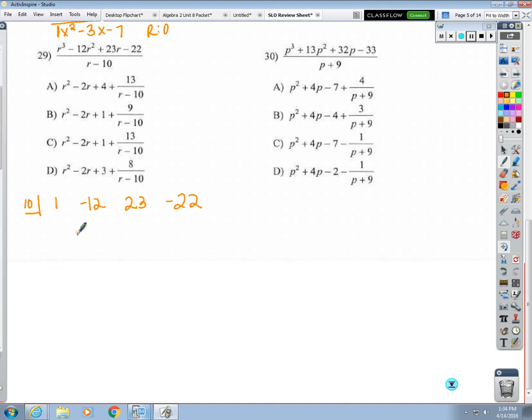Okay. Then we always start by bringing down the first number. Then it multiplies by the box number and makes 10. Negative 12 plus 10 is negative 2. Negative 2 times 10 is negative 20. 23 minus 20 is 3. 3 times 10 is 30, which this time gives you a remainder of 8. Since it started out cubed, our answer starts out squared. And then you just go down from there, which is D. This is just another way that they write the remainder sometimes.